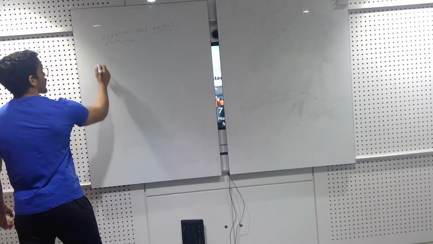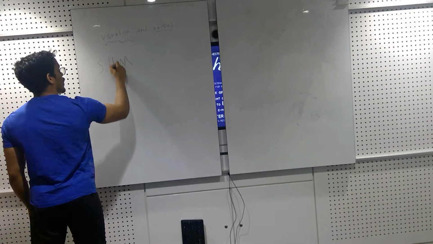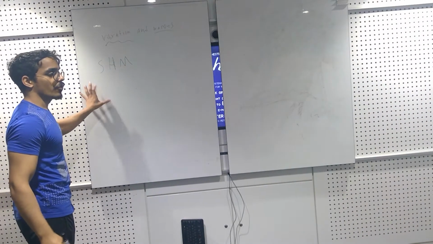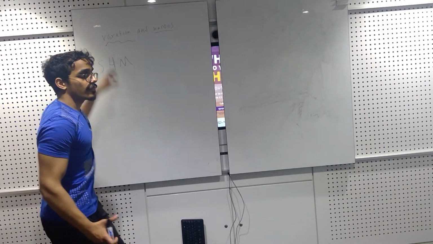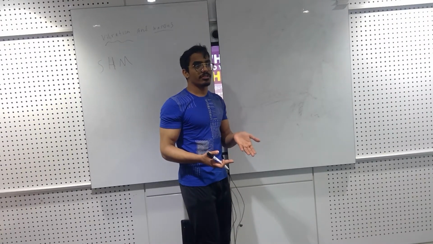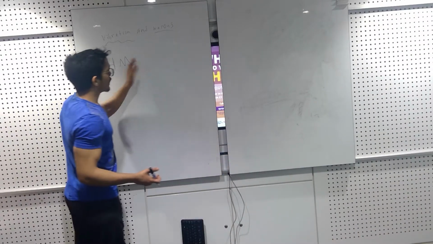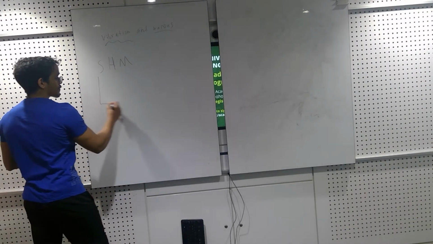Let's start with something called simple harmonic motion. Why do we start with simple harmonic motion? Because we want vibration. We want stuff that goes up and down and moves with some periodic properties. So the basic thing that we can understand is simple harmonic motion.